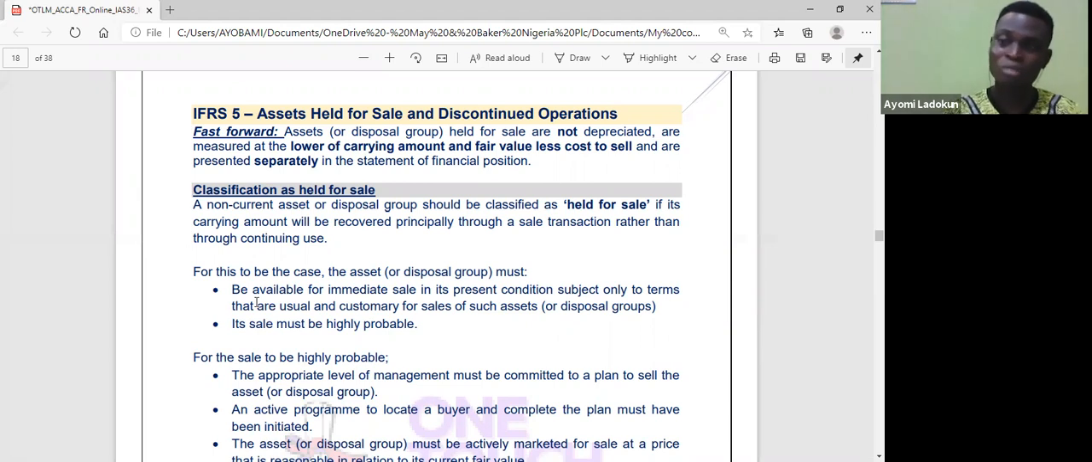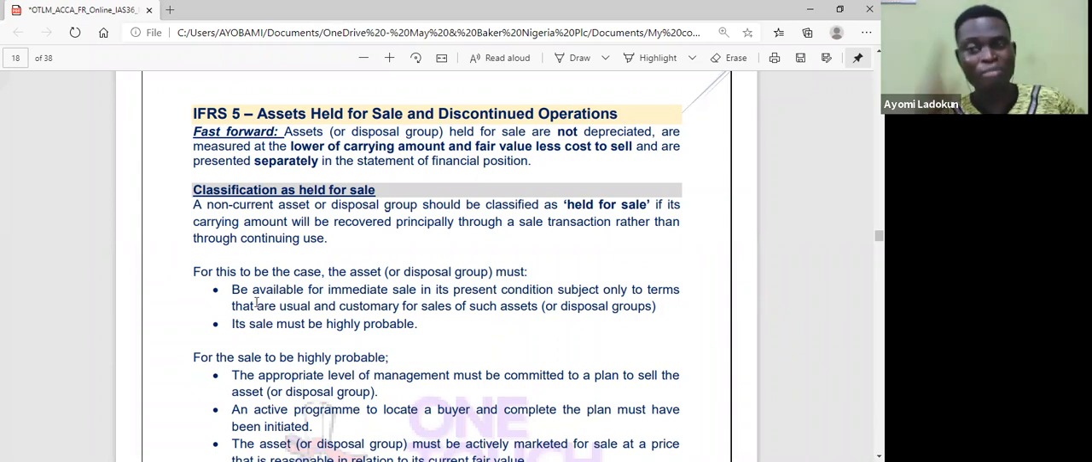How do you know? You can obtain a minute of the board meeting where it has been resolved that those assets should be sold. Number two, an active program to locate a buyer and complete the plan must have been initiated. Have you seen in the newspaper before where they are making adverts on some property or plant and machinery? That is the kind of program to locate a buyer. Maybe you have done adverts, you have consulted some experts, some consultants and all of that. So you have started to locate a buyer. That program must have started at the reporting date.